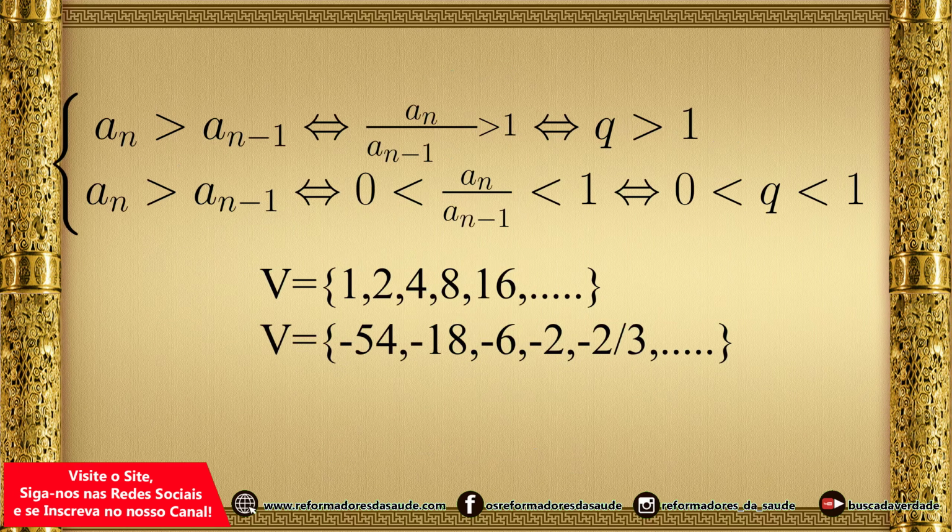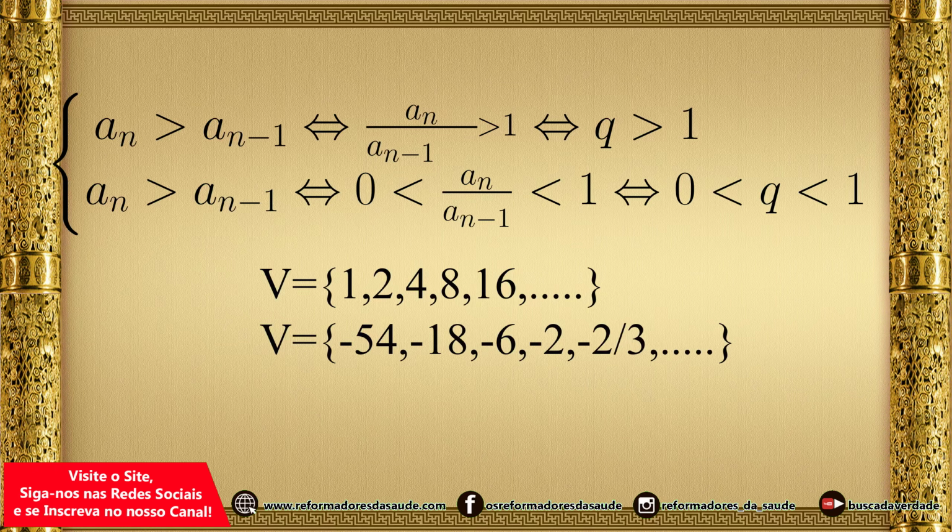We can have an increasing geometric progression in two ways. Let's look at this recurrence formula. We have a index n. If it is greater than the term a index n minus 1, then it implies that the division of a index n by a index n minus 1, this division has to be greater than 1.